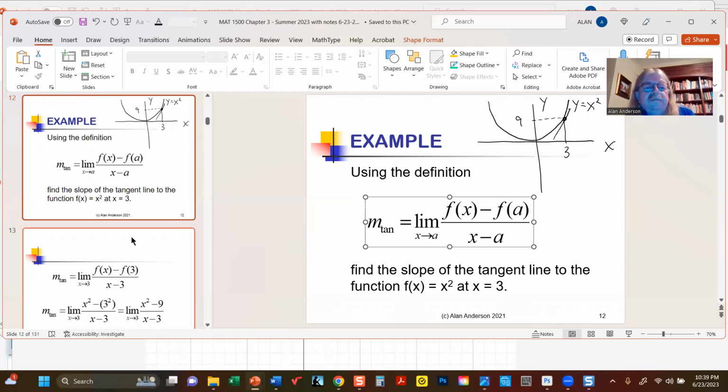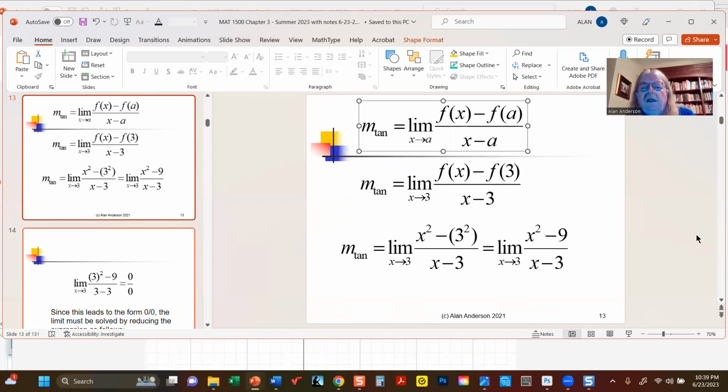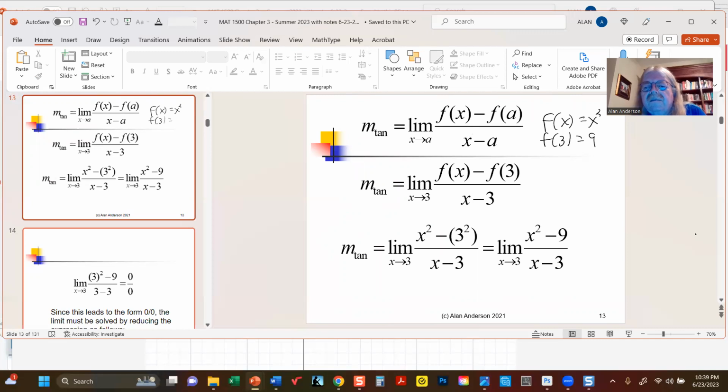And so the a is 3. So we get f of x minus f of 3 over x minus 3. Now f of x is itself x squared, and therefore f of 3 is 9. So in the numerator, we have x squared minus 9. In the denominator, it's just simply x minus a. We're going to take the limit as x approaches 3 of this expression.